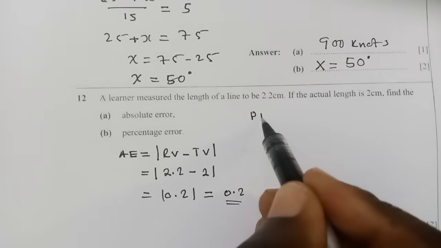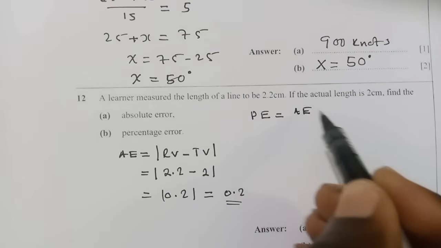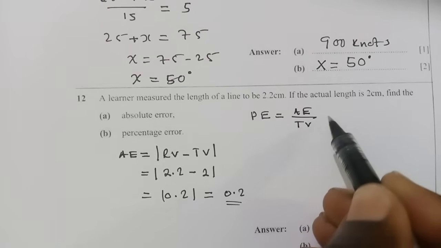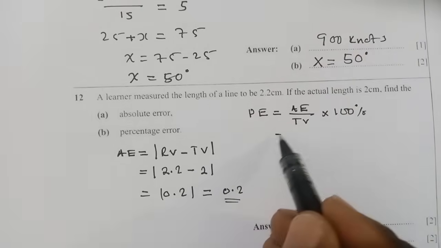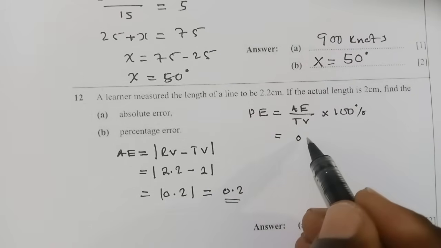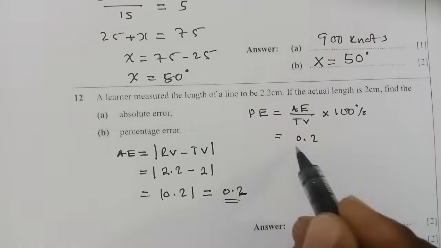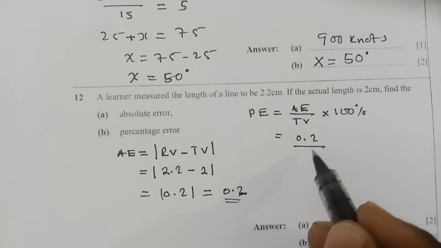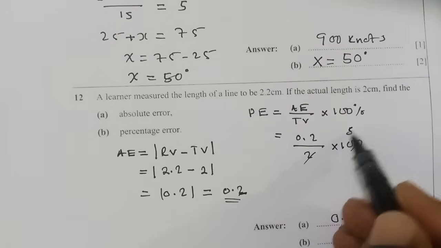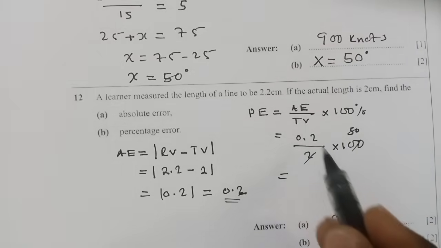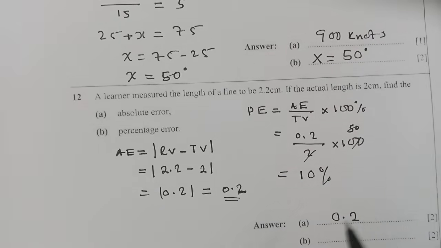Percentage error is equal to absolute error over true value times 100%. This is the formula. So what is our absolute error? Our absolute error is 0.2, which is over here, over true value, which is 2, times 100. We can cancel. This is 50. We multiply here. What are we getting? We're getting 10%. This is 10%.